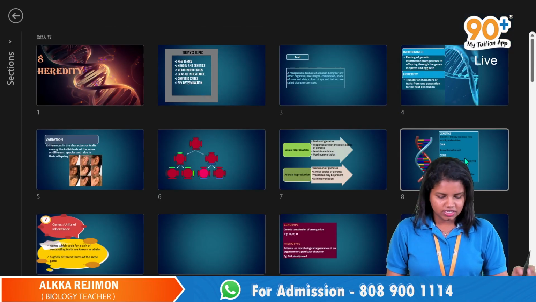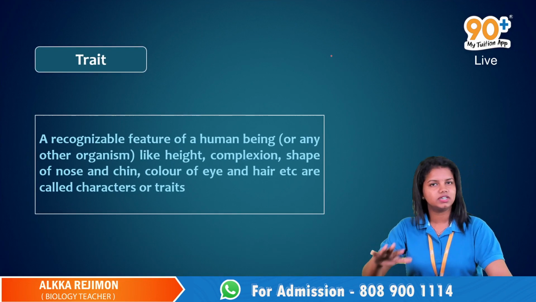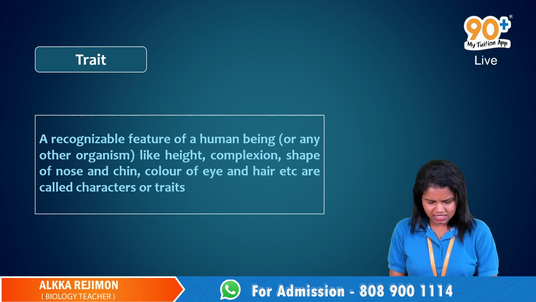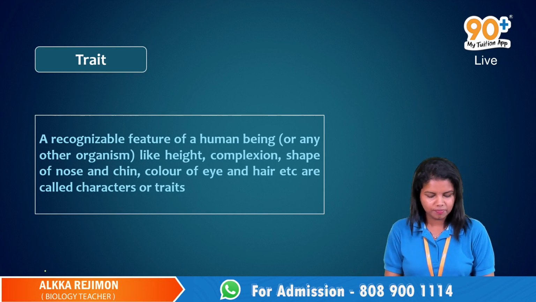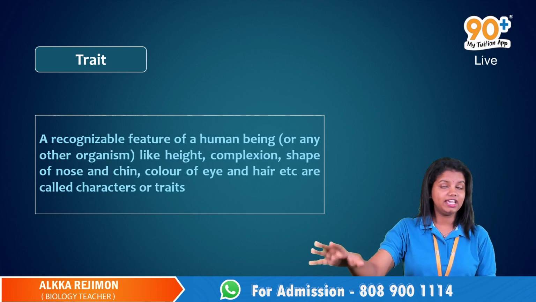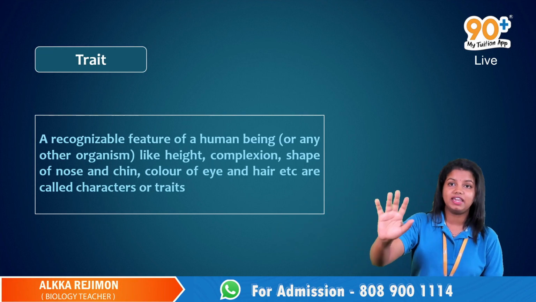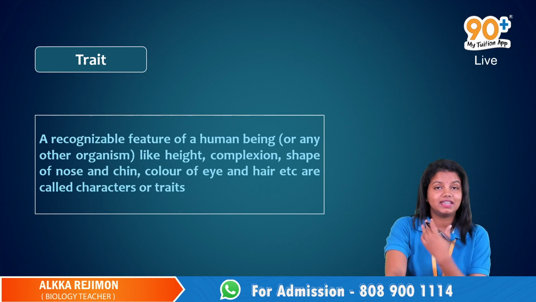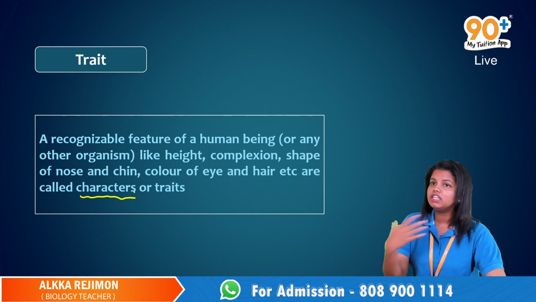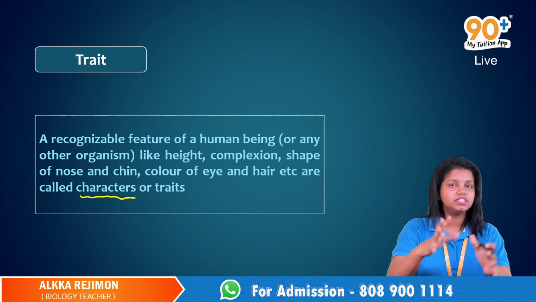Okay, so here it comes. Beginning with genetics, let's get familiar with certain terms. The first term is a trait. What is a trait? It is nothing but a character. A recognizable feature of a human being like height, complexion, shape of nose, chin, color of eye, hair, etc. are called the characters or traits. So, traits are nothing but characters. It can be any sort of physical appearance that you can distinguish from each other.